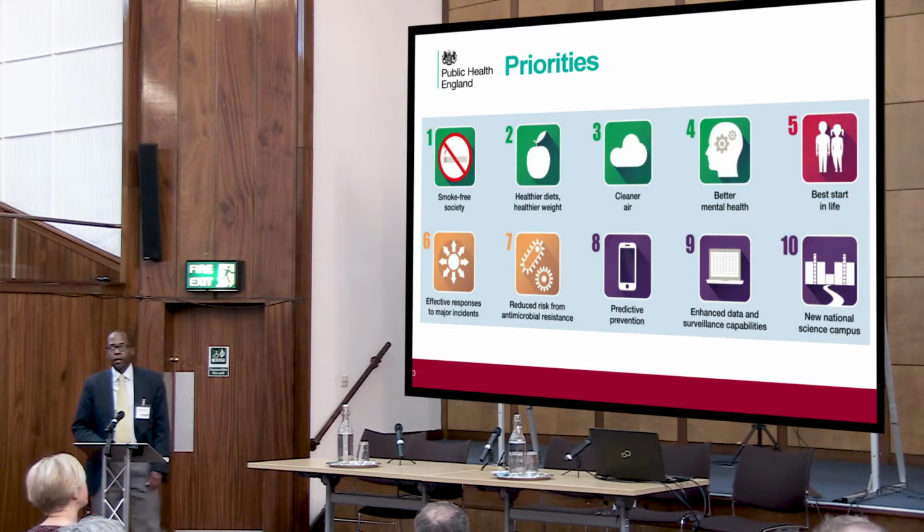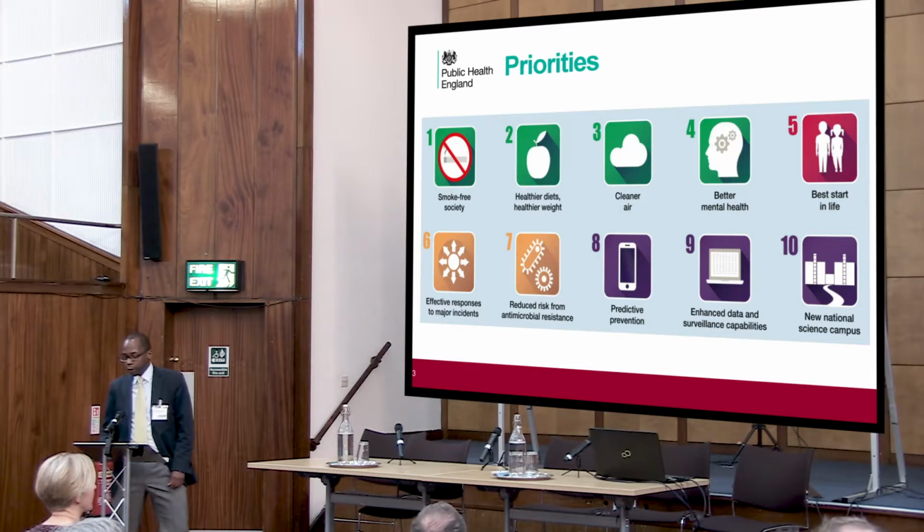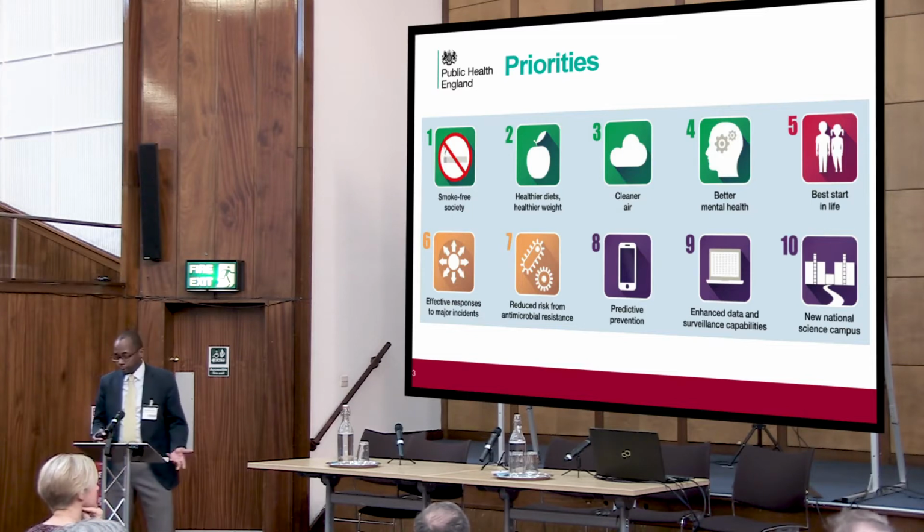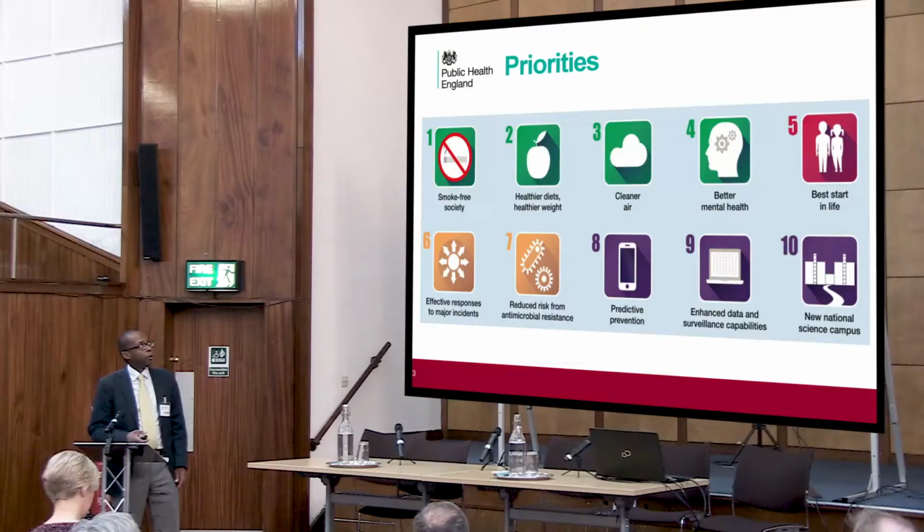We've recently launched our new strategy for 2020 to 25, which has 10 priorities within it. Those principally relevant to environmental public health include air quality, cleaner air, responding to major incidents such as flooding and supporting the response to that, predictive prevention, and surveillance and use of data, issues that are being picked up through this morning. One really key cross-cutting issue is reducing health inequalities, which cuts across all of these priorities, in which we have a high focus on.